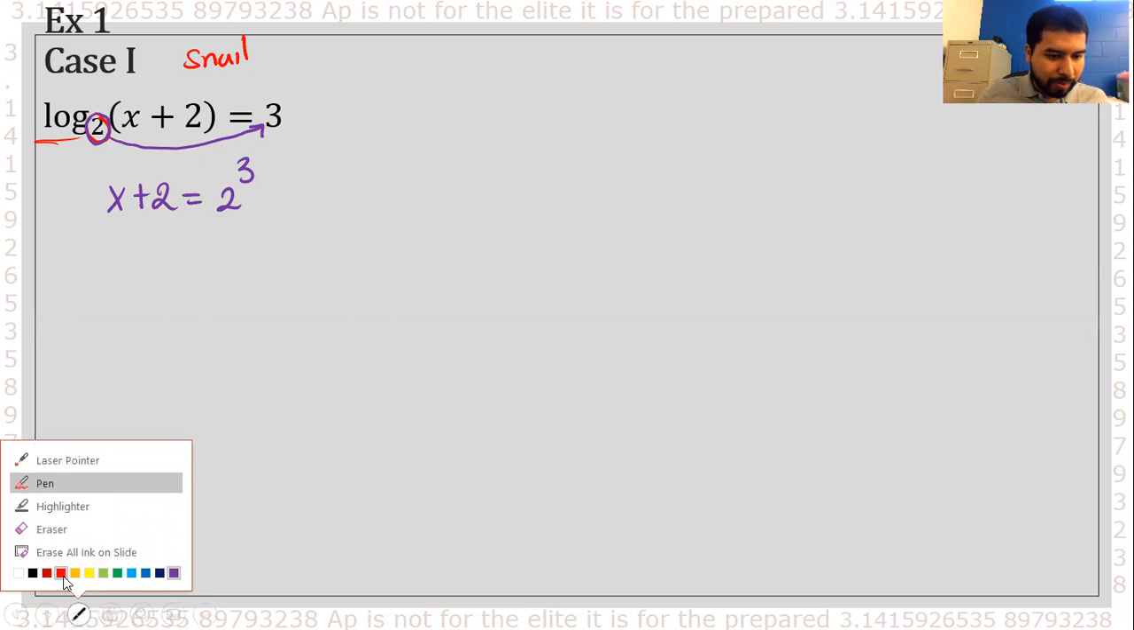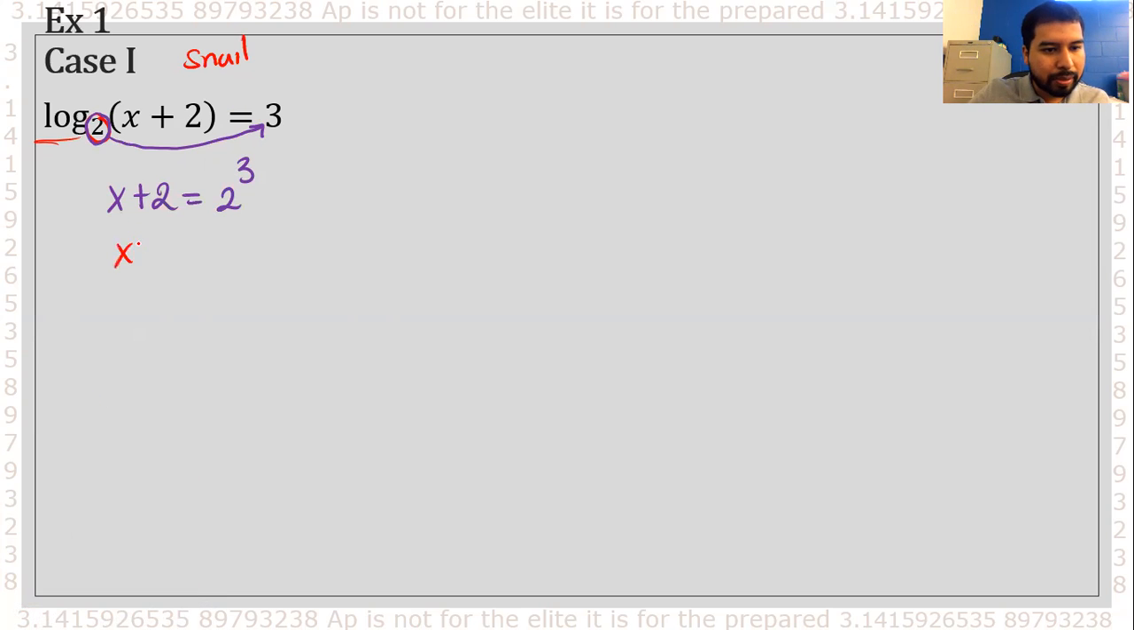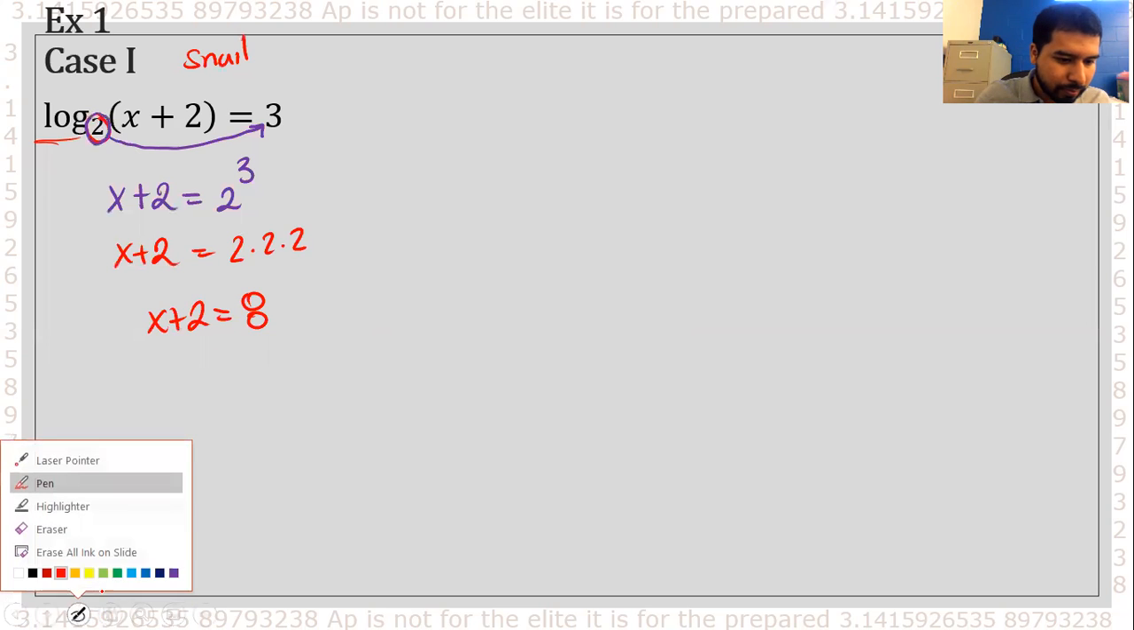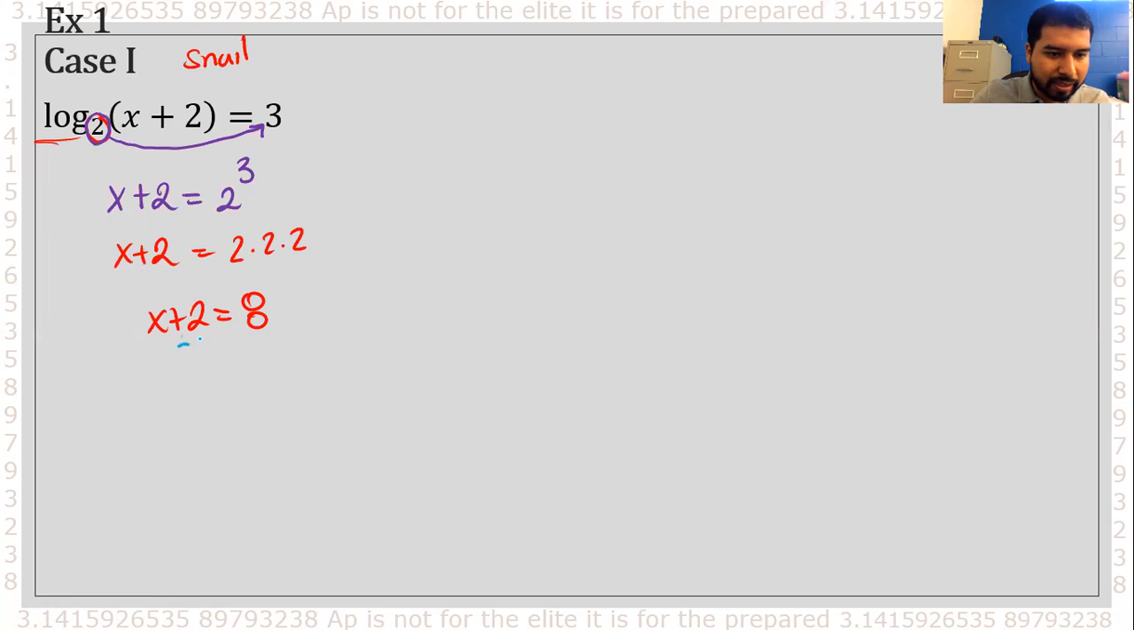So let's simplify the best that we can. We got x plus 2 is equal to 2 to the third, which is the same thing as saying 2 times 2 times 2. So x plus 2 is equal to 8. And we can simplify. Minus 2, x is equal to 6. This right here is our solution.